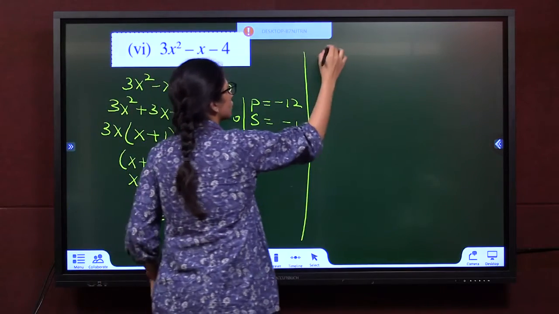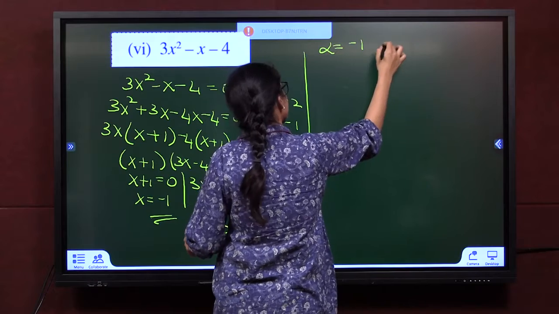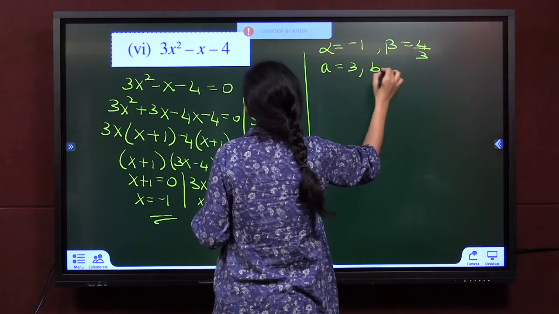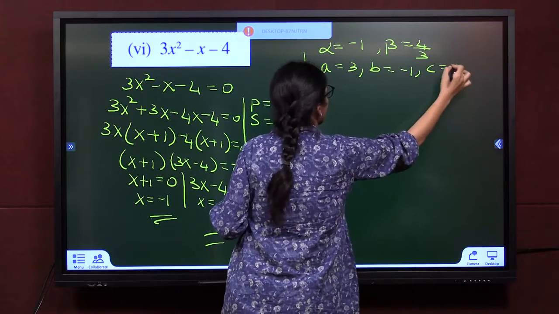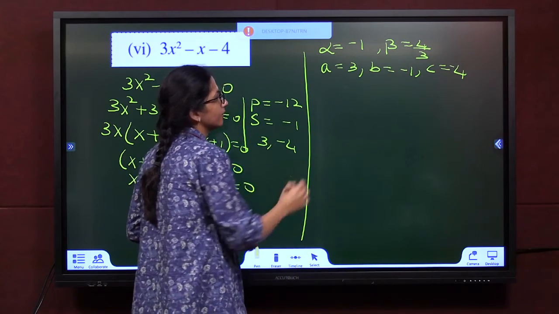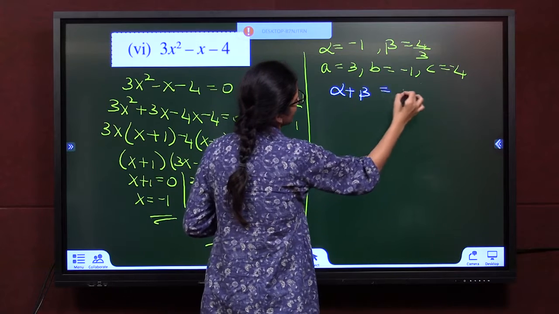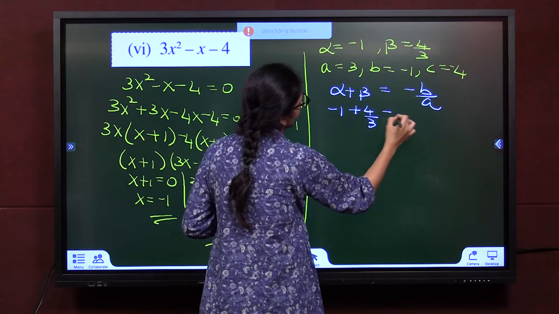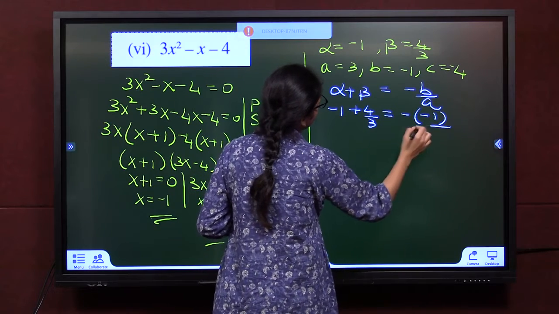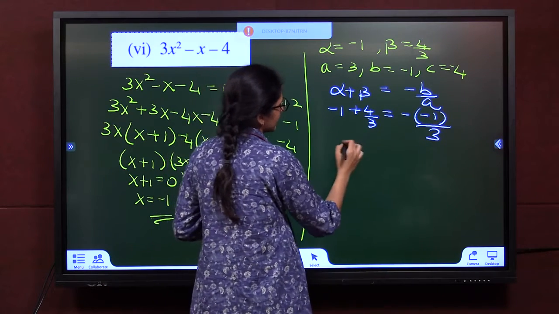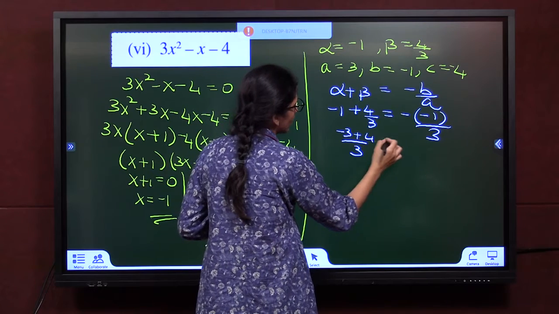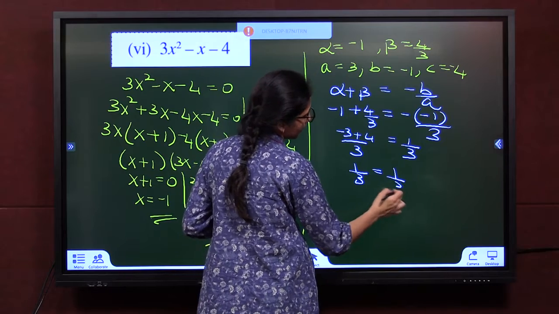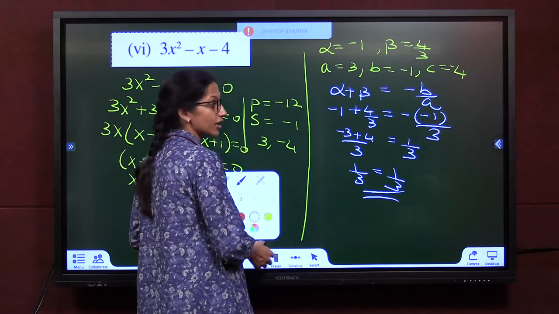So now verifying the relationship, what is alpha? Alpha is minus 1, beta is 4 by 3, A 3, B minus 1, C minus 4. Let's begin. Alpha plus beta should be minus B by A. Alpha minus 1, beta 4 by 3 equal to minus B, minus 1, A 3. So take the LCM here. Minus 3 plus 4, 1 by 3. 1 by 3 equals 1 by 3, hence LHS equals RHS, relationship verified.